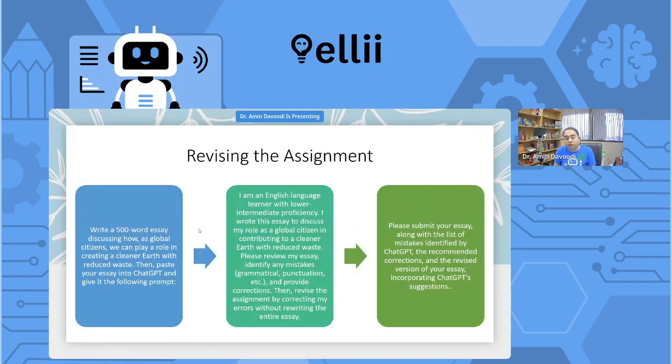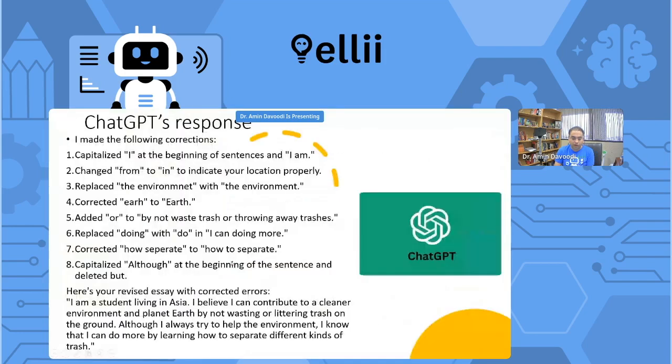We need to provide, as the teacher, the prompt, and also we need to ask the students to submit the process, not the product, to us. We want to see the first draft. We want to see the list of all the issues that ChatGPT identified. Probably the teacher even identifies more. Who knows? And also we want to see the revised version of their essay. Okay, so let's move on.